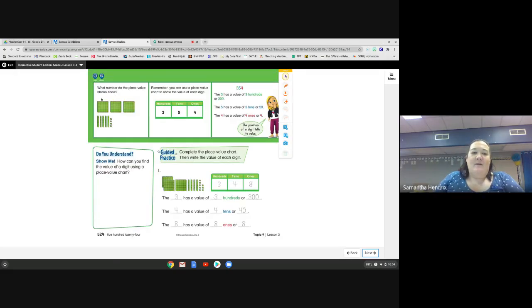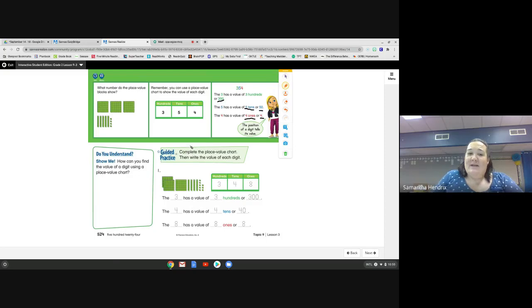Let's look at this top up here. What number do the place value blocks show? Okay, here are our blocks. Remember, you can use a place value chart to show the value of each digit, okay? The 3 has a value of 3 hundreds, or 300. The 5 has a value of 5 tens, or 50. And the 4 has a value of 4 ones, or 4. So the position of the digit tells you its value.